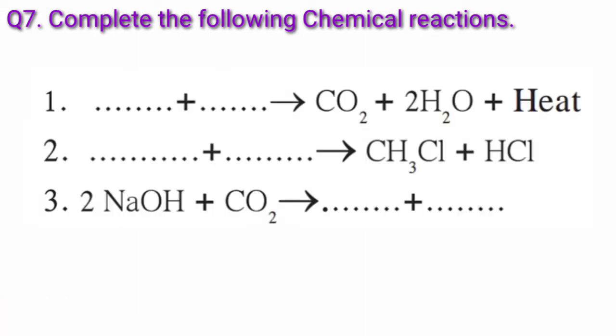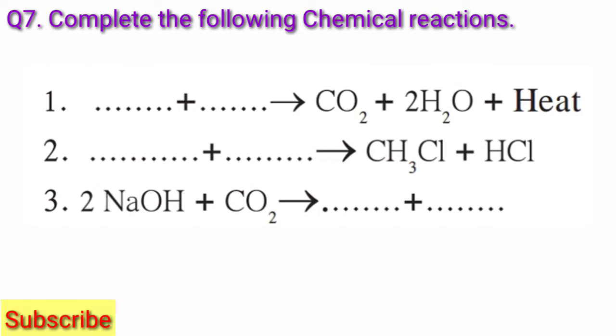1. Fill in the blank plus fill in the blank gives CO2 plus twice H2O plus heat. Second, fill in the blank plus fill in the blank gives CH3Cl plus HCl. Third, twice NaOH plus CO2 gives fill in the blank plus fill in the blank.